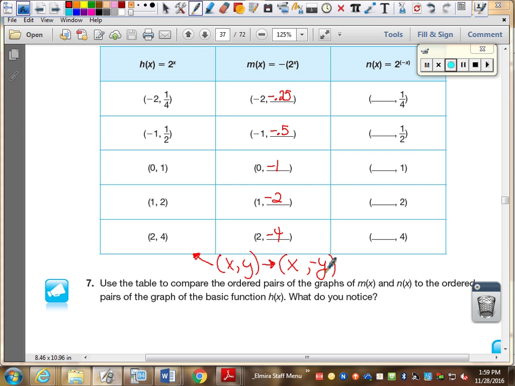Now for this last one, they're giving us the y value, and we want to go back and find the matching x value.